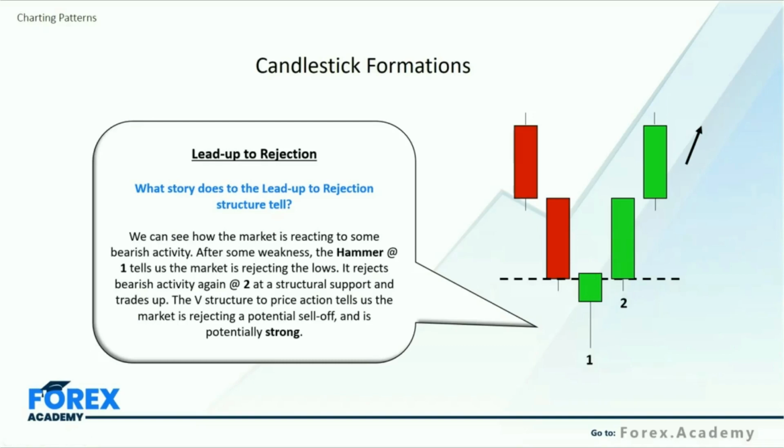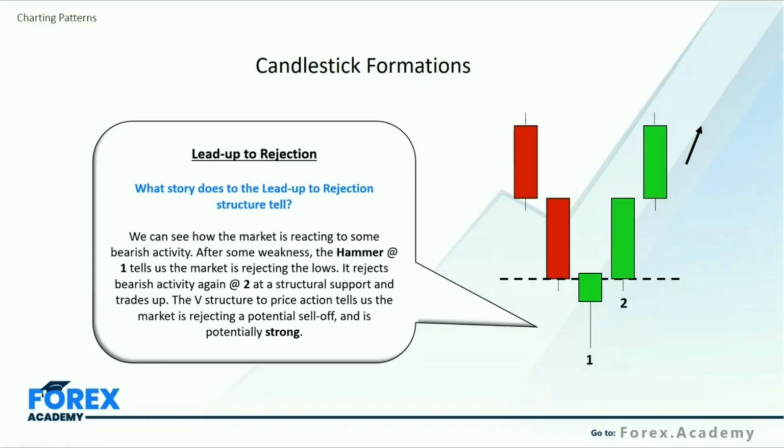However, as we follow the price continuation to the upside with 2, we see that the market opens and trades down within the trading period a little below the resistance level, but rejects it instantly and finishes on a high for the day. That tells us that we have much more confirmation, that we have seen the lead up to rejection confirmed, and that expectations are certainly for prices to increase, which we see with the final candlestick continuation to the upside. So the structural support is very significant. The V structure to the price action tells us that the market is rejecting a potential sell-off and is potentially very strong.